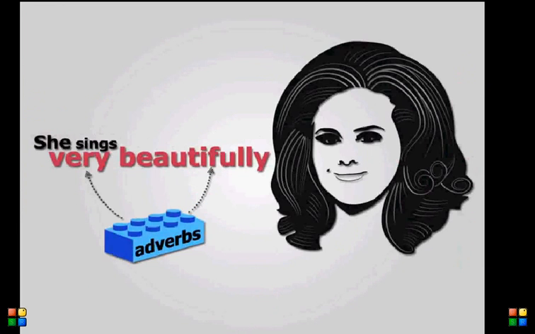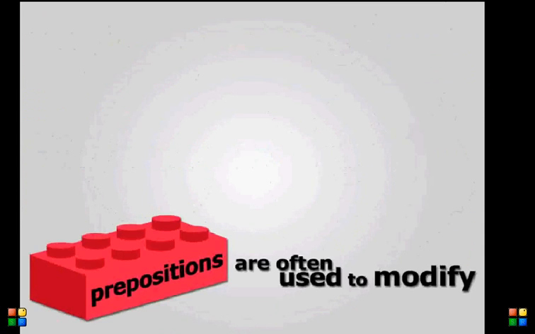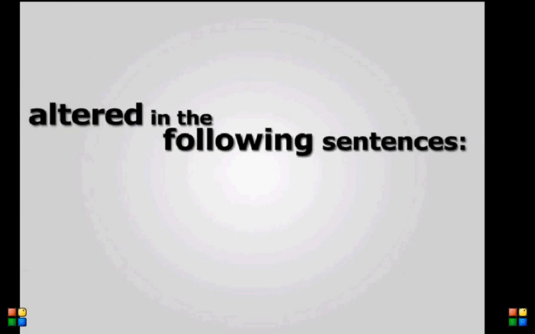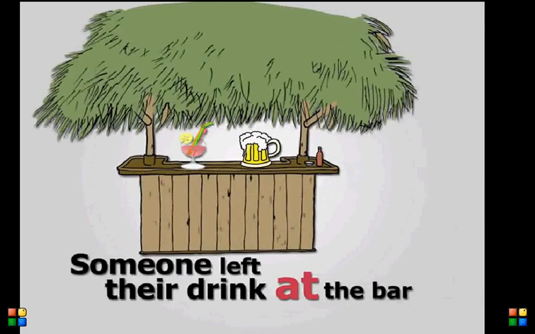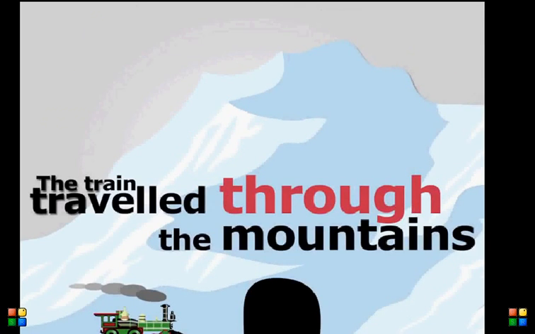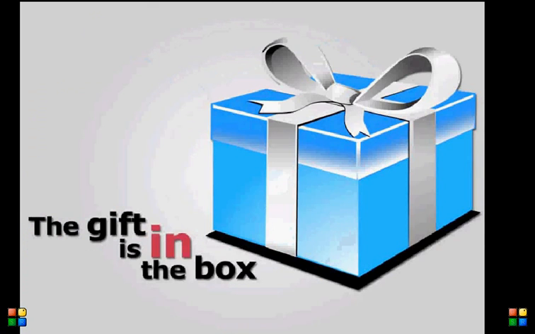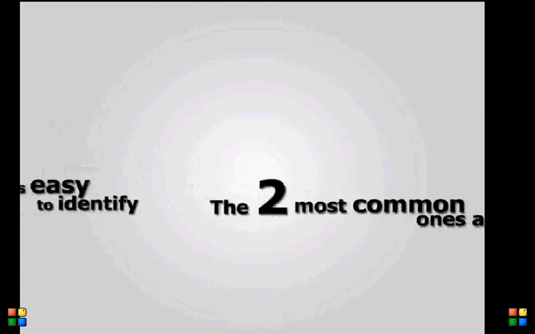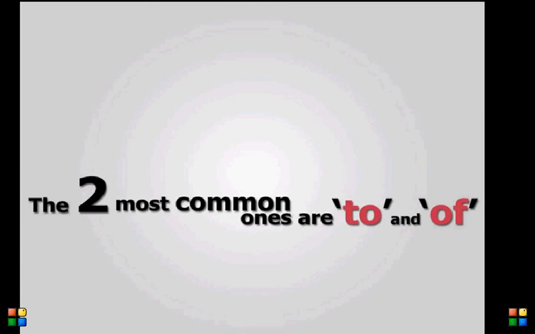Prepositions are often used to modify space and time. Consider how space and time are altered in the following sentences. Someone left their drink at the bar. The train traveled through the mountains. The gift is in the box. There are some prepositions that are very common and not as easy to identify. The two most common ones are to and of. They went to the coffee shop. She ate all of the cookies.